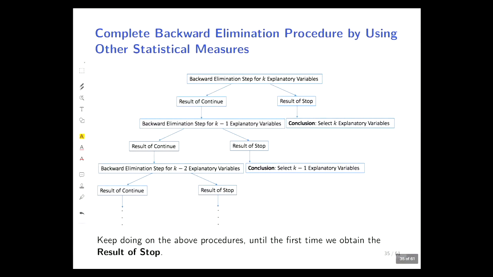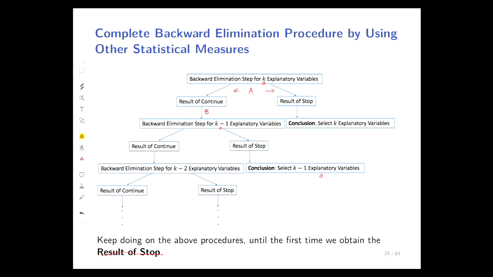And for the complete step, I think it is something very similar. We start from the model with all the variables, and firstly we try our criterion A to determine whether to continue or stop. If we determine to continue, we use our criterion B to determine which one variable we should eliminate. After we eliminate that one variable, we are going to have k-1 variables. We keep doing that by using criterion A and also criterion B. And finally, we get the result of stop, and then we just stop and get our variable selection result.